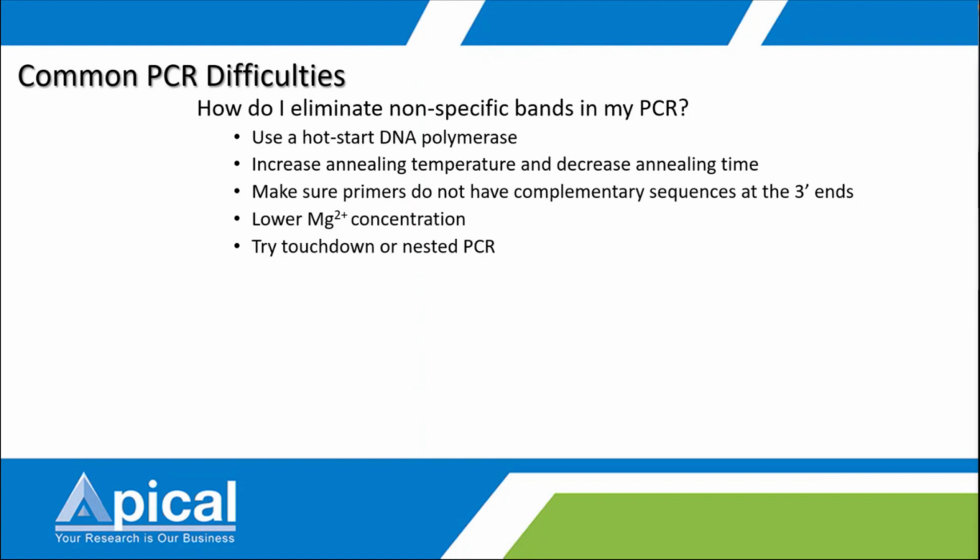Maybe you can also try to lower the magnesium concentration. And the last one is, you can try to perform a touchdown PCR to determine the optimum temperature for your primer set, and then use hot start to run your PCR. Or you can use nested PCR, which is a modified PCR method designed to increase PCR specificity.